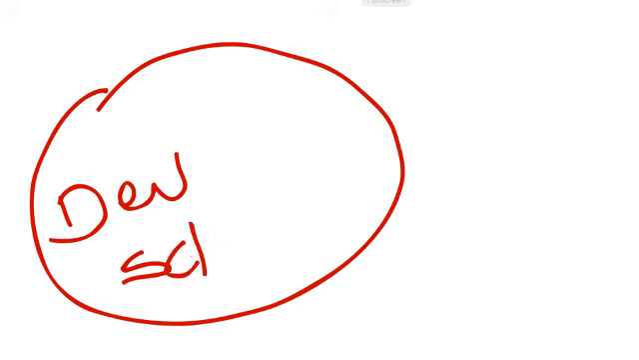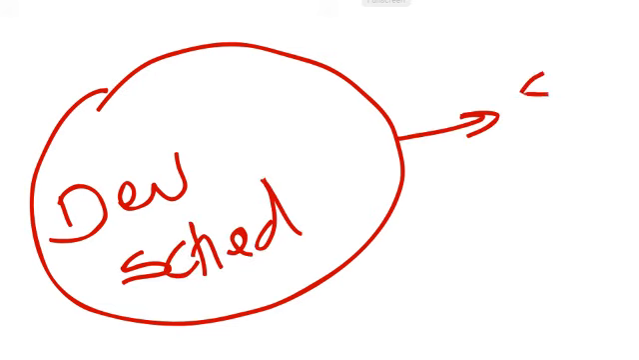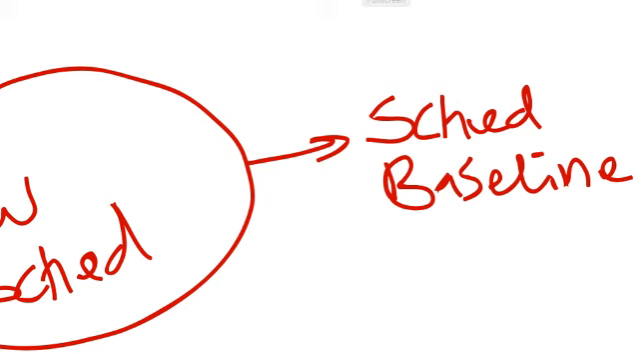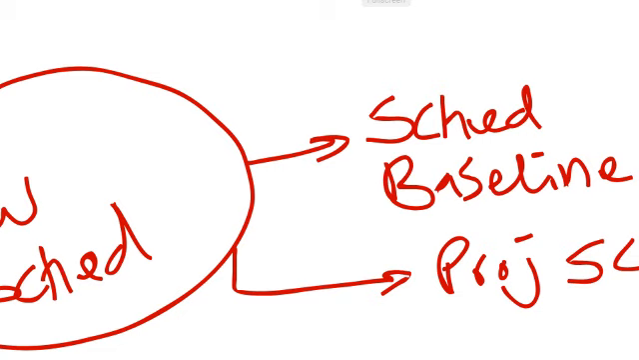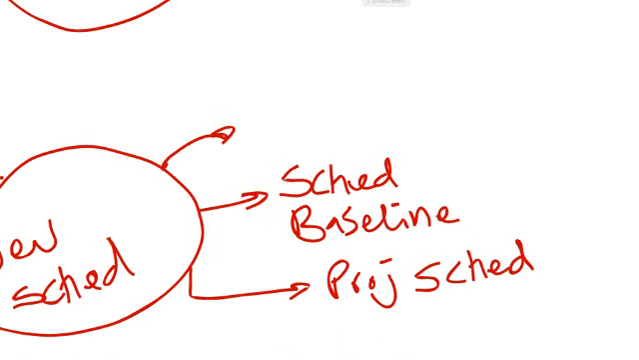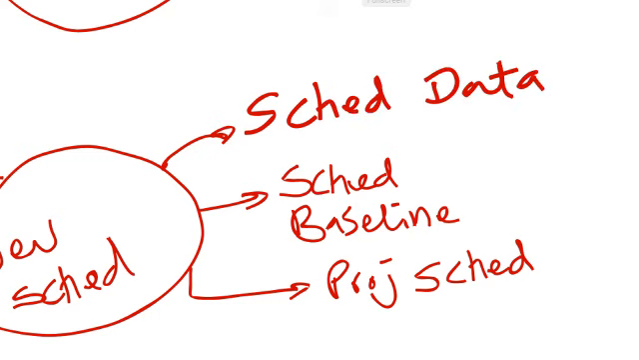Develop schedule. What do you get from develop schedule? Well, you get your schedule baseline for a start, and you also get your project schedule. And lurking around somewhere, I think, I have to take a look at that, but I think you have schedule data as well. I'm not sure if that's still in line with what's in my head, but once upon a time you would get your schedule data from there. And then you move on to the next one.